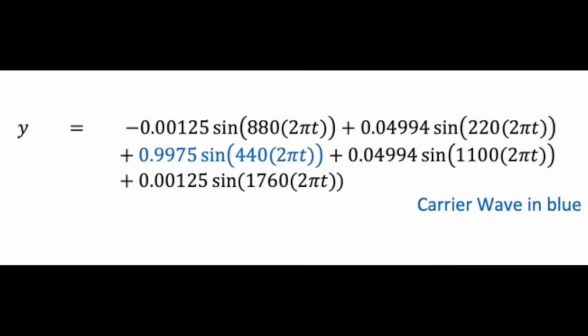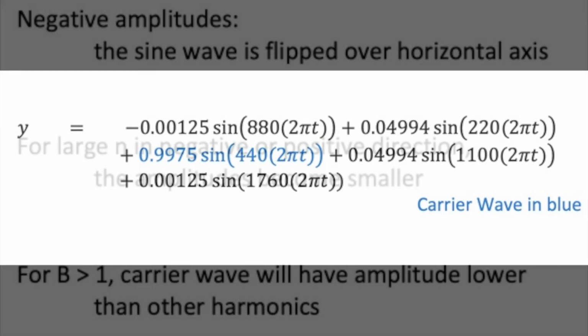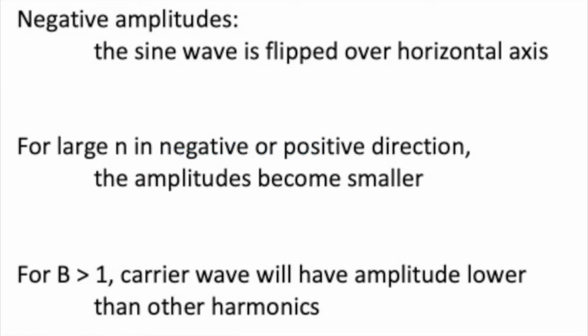So what we can see is that we have a sum of 5 sine waves with different frequencies and different amplitudes. Keep in mind that with lower amplitude values, 4 of these will not be as present as the carrier frequency, which has the highest amplitude. Also, for the one with negative amplitude, that simply means the sine wave is reflected vertically over the horizontal axis. But its sound is still present even if it is a low amplitude. For higher values of n in the positive or negative direction, the amplitudes become much smaller. Furthermore, for values of the modulation index b greater than 1, the frequency of the carrier will become less prominent than other frequencies.